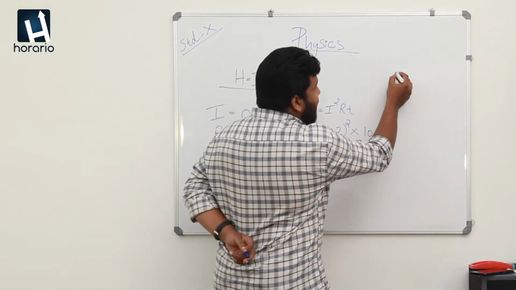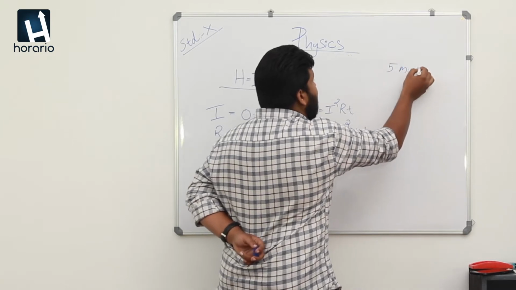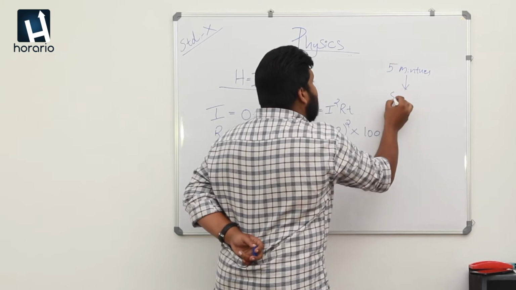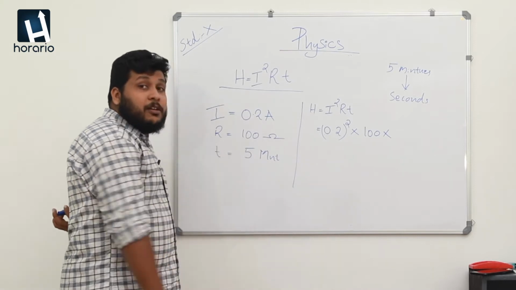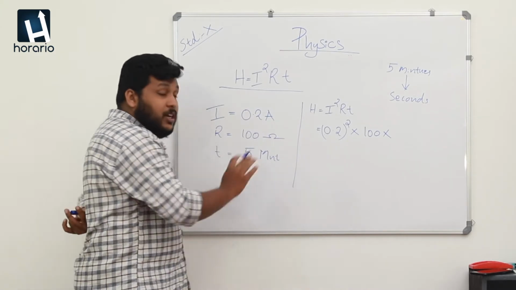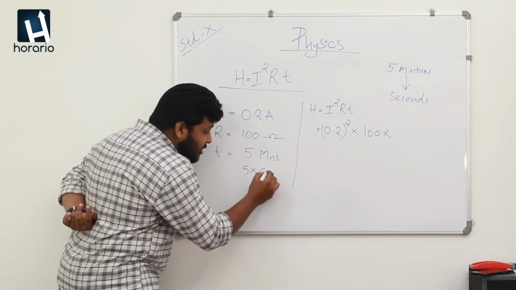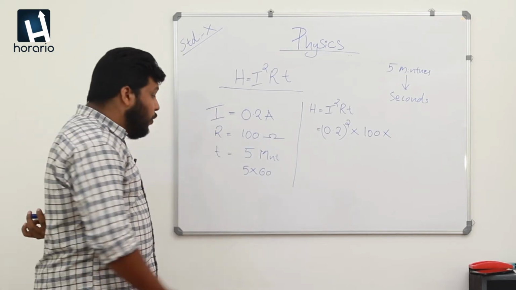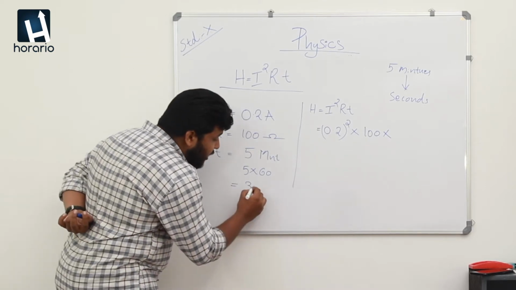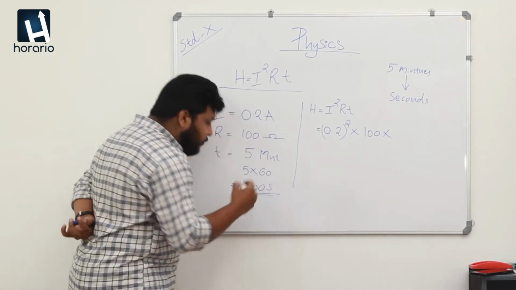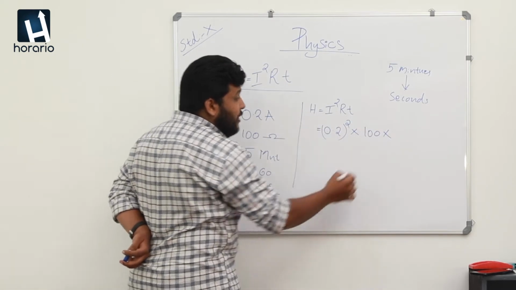Students, please take care that if the question gives you the time in minutes or hours, we want to convert all this into the standard form of seconds. So if the time given here is 5 minutes, first of all you want to convert this 5 minutes into seconds, and for that we can multiply this by 60. So the total time it works will be 300 seconds. Then we want to substitute this 300 in this equation.